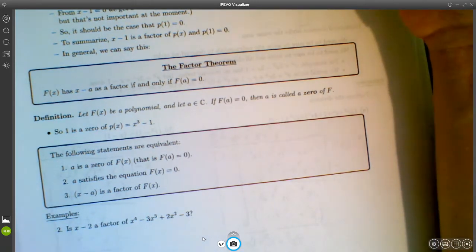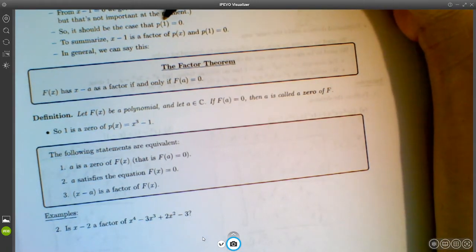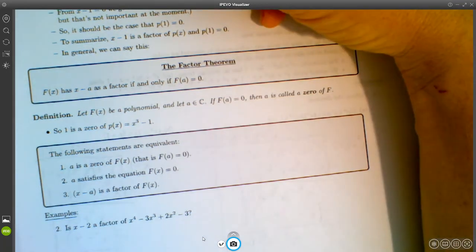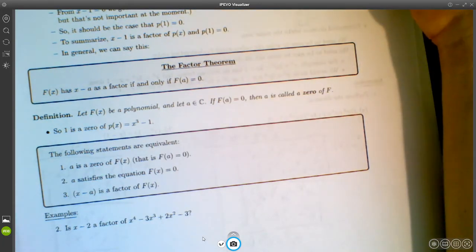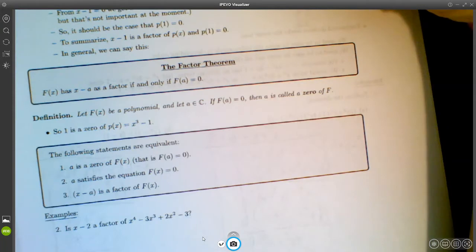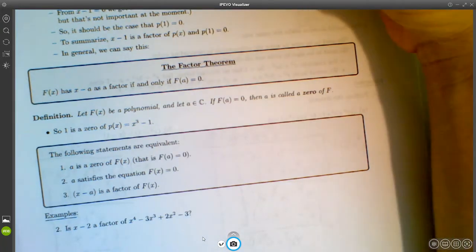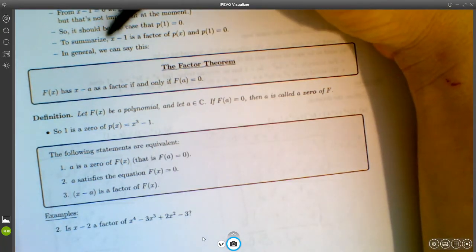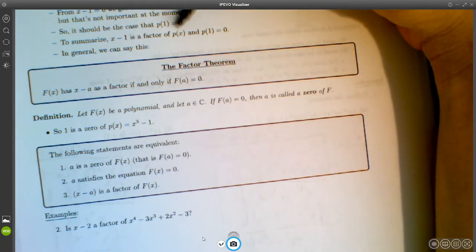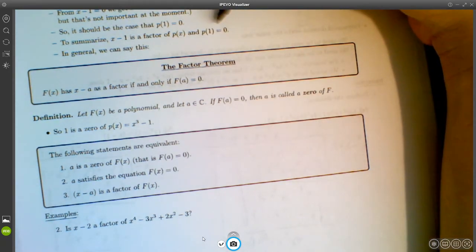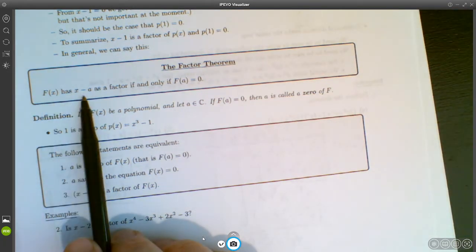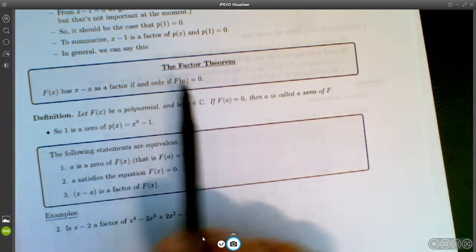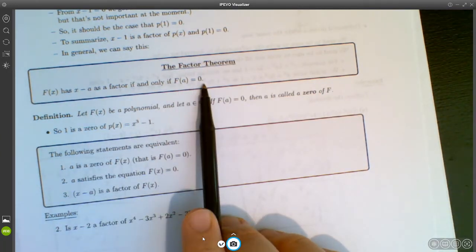Okay, but what I want to point out is that it should be the case that p of 1 equals 0. And in fact, you can verify that, right? If you plug in 1 to p of x, 1 cubed minus 1 is 0. Okay, so p of 1 equals 0. So to summarize, if x minus 1 is a factor of p of x, then p of 1 equals 0. In general, we can say this. F of x has x minus a as a factor if and only if f of a is 0.